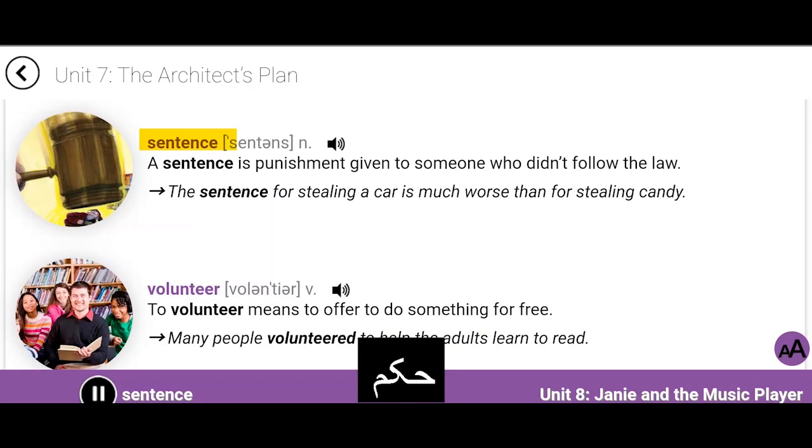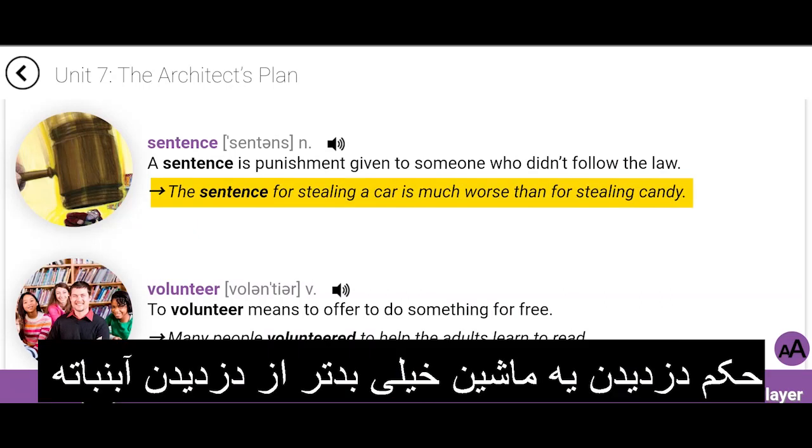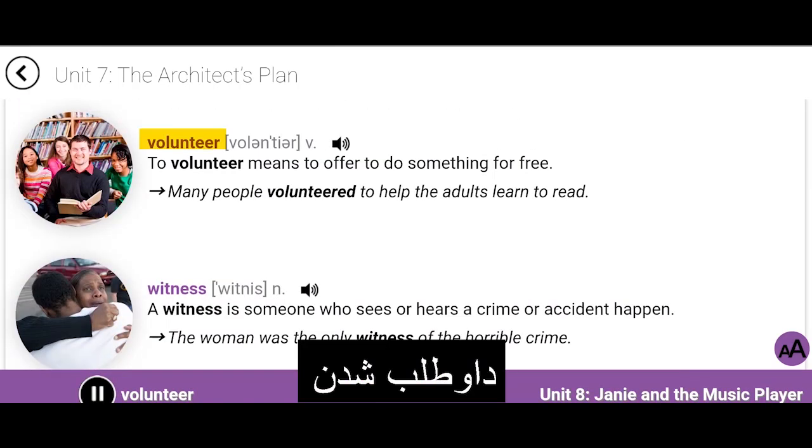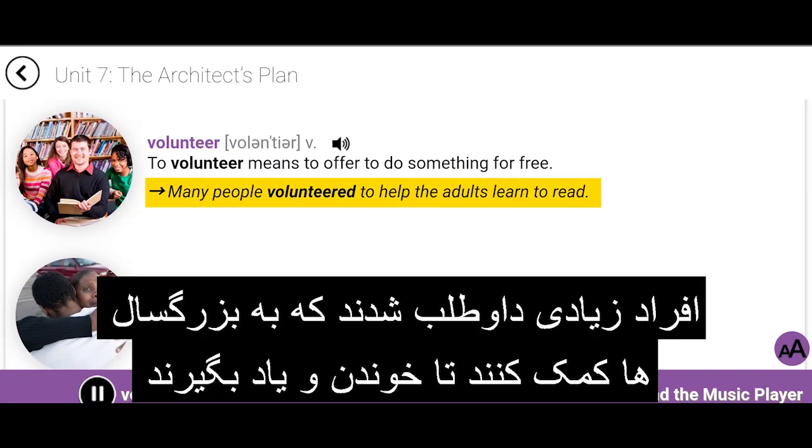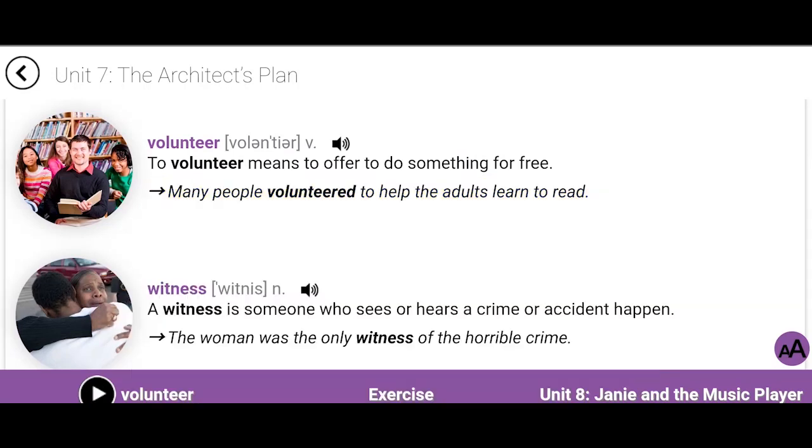Sentence. A sentence is punishment given to someone who didn't follow the law. The sentence for stealing a car is much worse than for stealing candy. Volunteer. To volunteer means to offer to do something for free. Many people volunteer to help the adults learn to read.